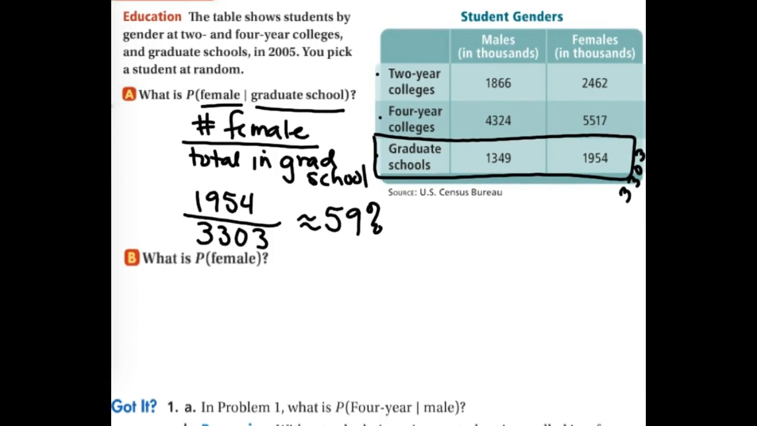All right. How is the next question different? What is the probability the student is female? This is not a conditional one, right? It's just a single event. We don't know what school that student is in. All right, they could be at a 2-year, a 4-year, or grad school. So we do have to get a total for everything. Okay, so we need the number of females compared to total of all students.